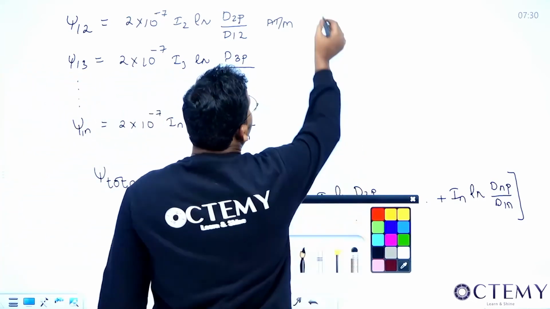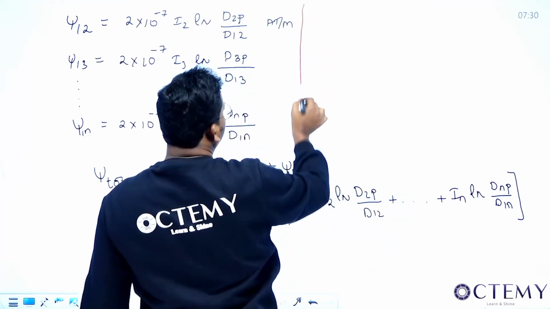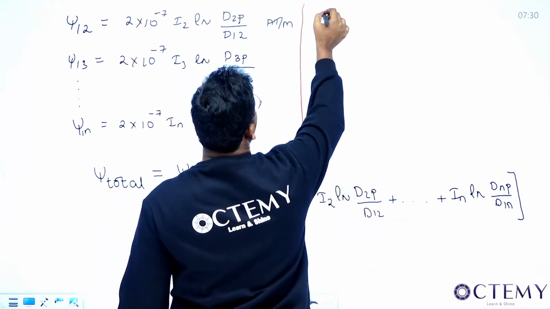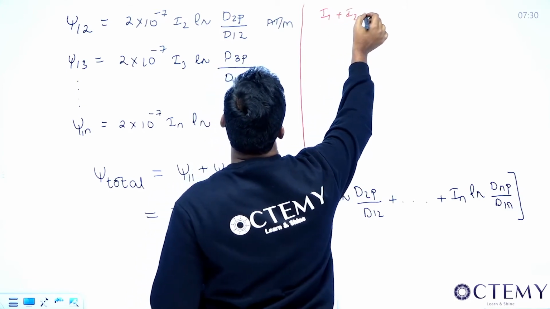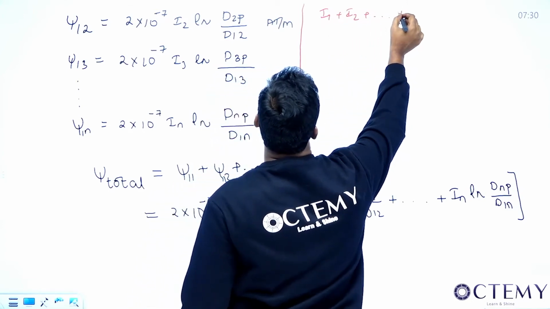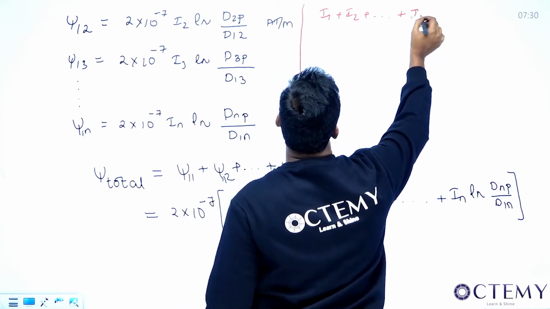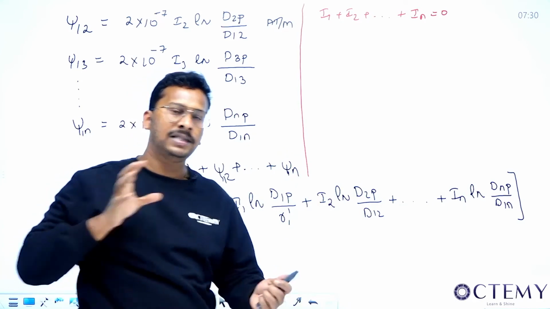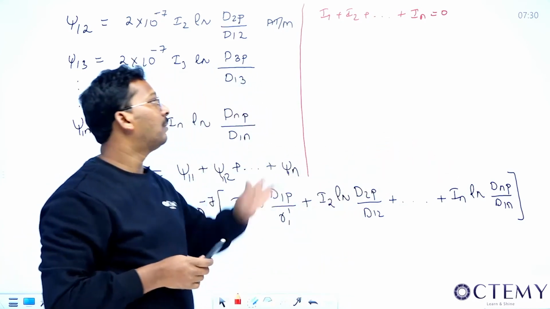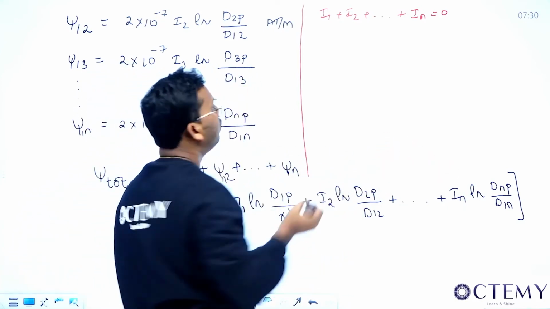We know that I1 plus I2 plus I3 and so on plus In is equal to how much? 0, sir. Right? It's a composite system. That means some currents are entering, some currents are coming out. So the sum of all the currents is equal to 0. So see what will happen.